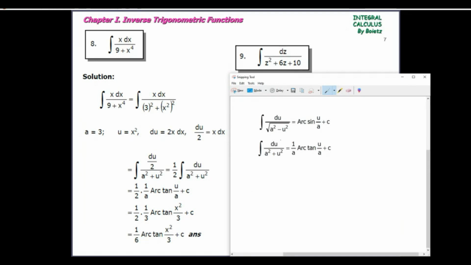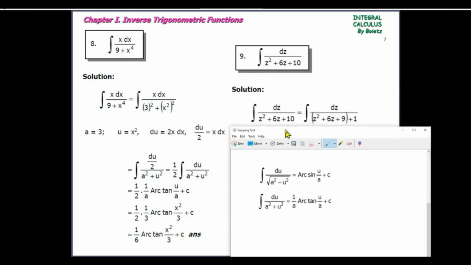So since meron tayong gantong formula sa ilalim, hindi siya logarithm, hindi siya perfect square, so hindi siya magiging power formula. Okay? Kasi pag logarithm or power formula, dapat may z dapat dito. So since walang z doon, hindi rin siya perfect square. So hindi siya pwedeng ma-factor. So ang gagawin dyan, i-convert natin dito sa pangalawang formula.